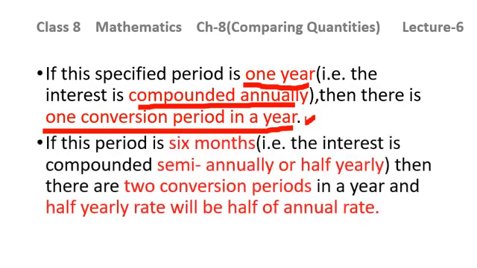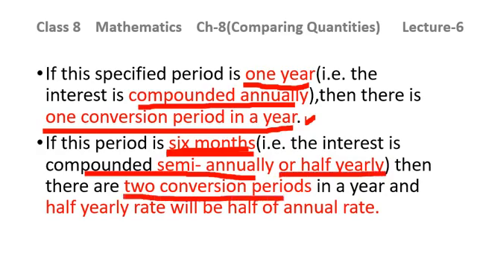What will happen if this period is 6 months? 6 months means the interest is compounded semi-annually. Complete year is called annual, so if the period is 6 months, then it will be semi-annually or half yearly. Then there are two conversion periods in a year. Obviously, after a gap of 6 months, interest will again be calculated and added each time to form a new principal.